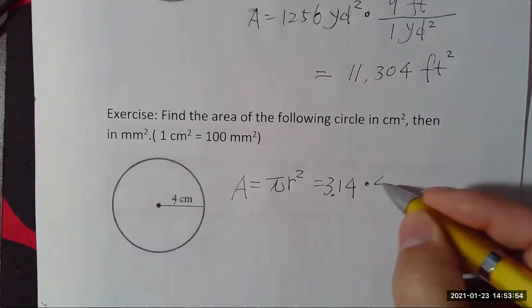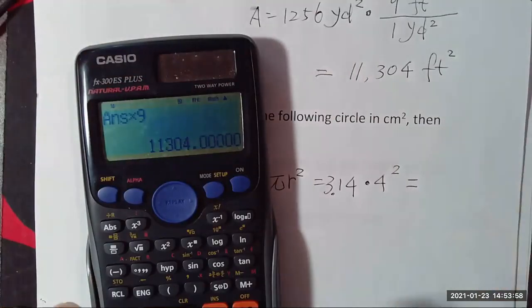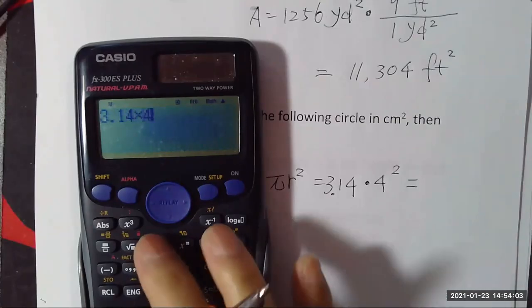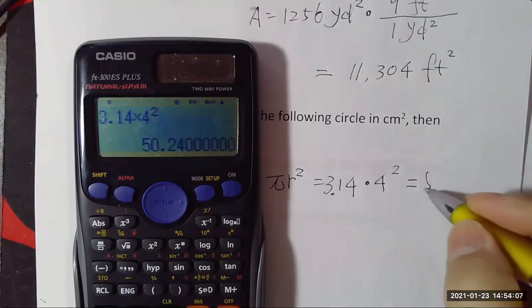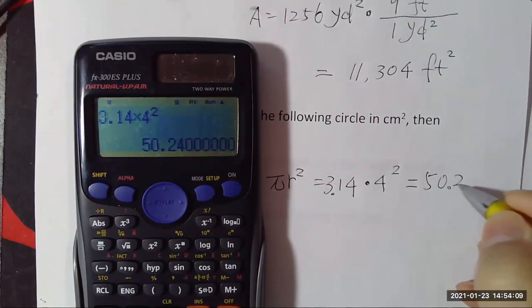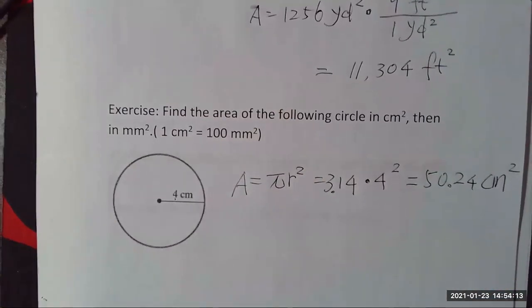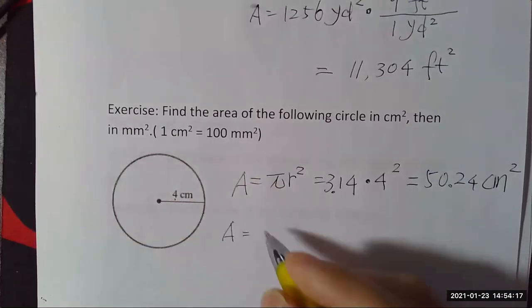Pi r squared, r is 4 squared. So let's do that. 3.14 times 4 squared. We got 50.24 square centimeters.